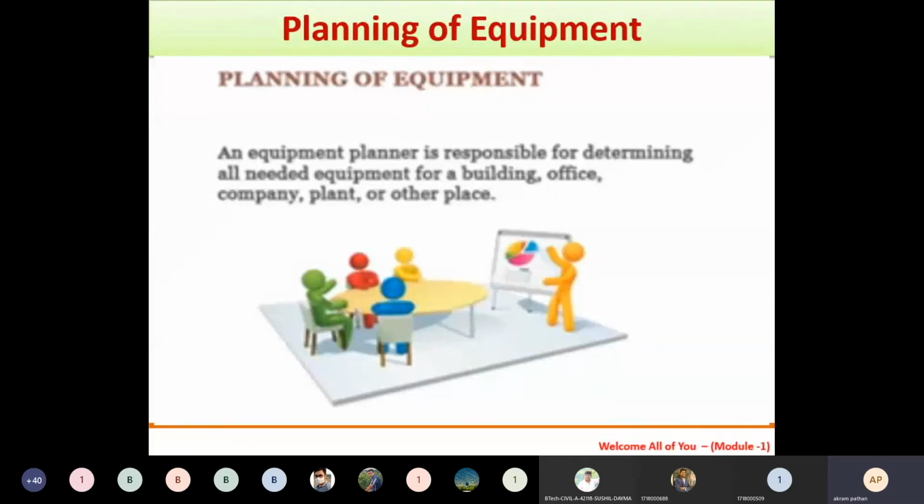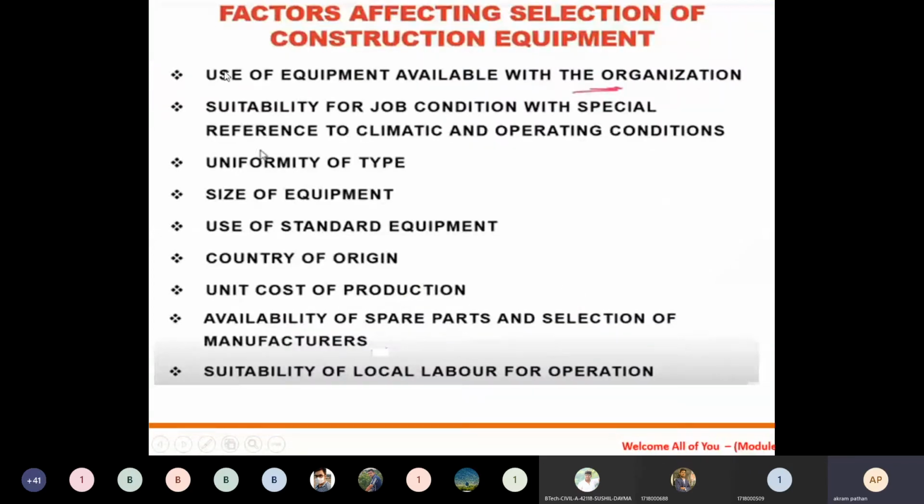So we have to coordinate with all the engineers. You have to maintain coordination between those engineers, and you have to plan what various types of equipment will generally be required for a particular construction site, because cost plays an important role for that particular project. So coordination between various persons is required while planning the equipment. So we have to consider various factors before selecting the equipment for construction.